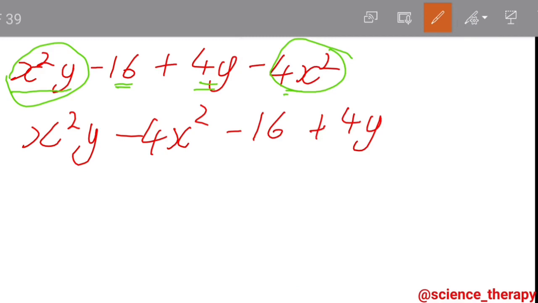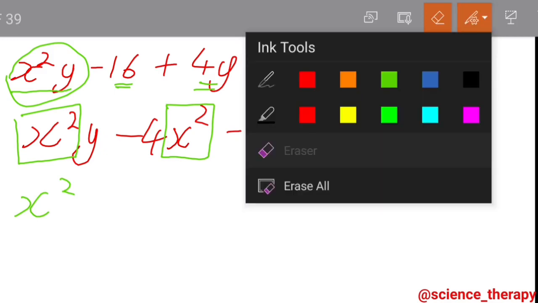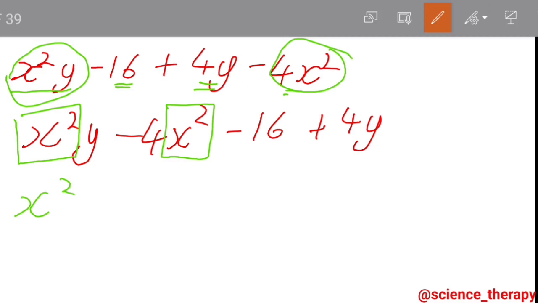Which is x squared. So they have a common factor there. So we can see the first term and the second term have a common factor of x squared. Now what do we do with that common factor? We factor it out. Then when we factor out x squared from the first term, we are left with y. And when we factor out x squared from the second term, we are left with minus 4.